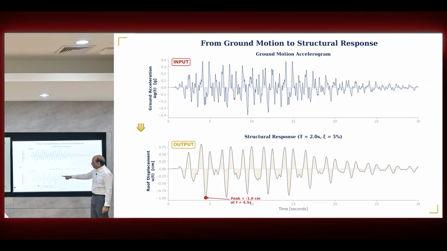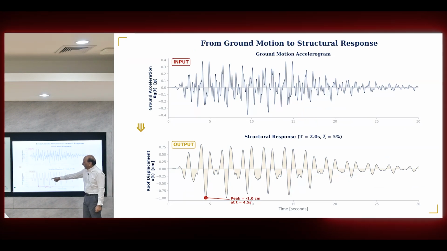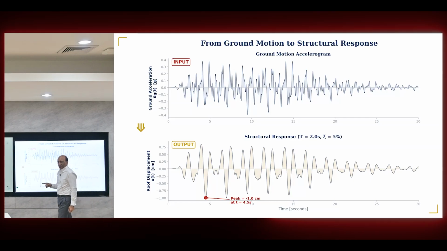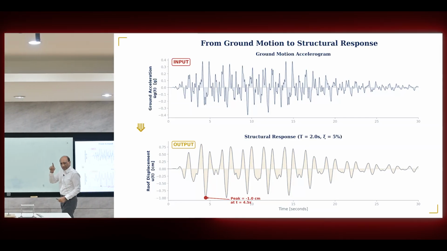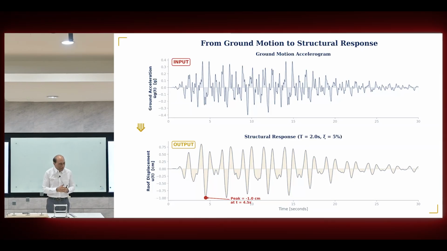So you get the actual peak. This is the thing, a peak of 1 centimeter at 4.5 seconds, which you could not get from the response spectrum because it is just taking all the peaks and putting them together. Now you can say, okay, every location in the structure, every floor, every place, you can get the acceleration, displacement, velocity at every time during the earthquake. That's a lot of information, but a lot of useful information.